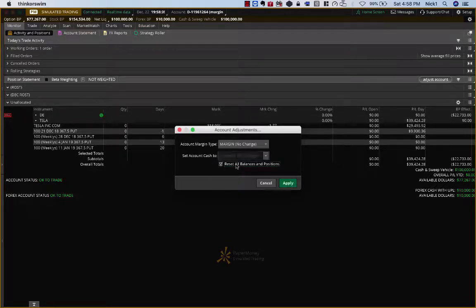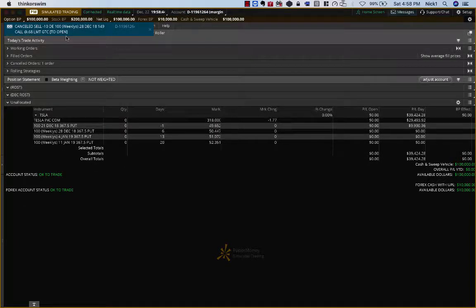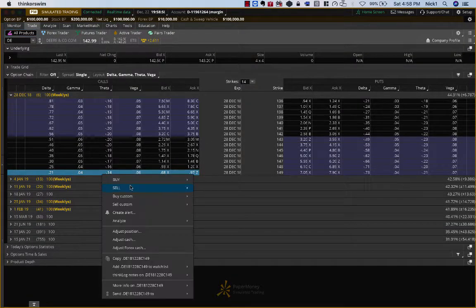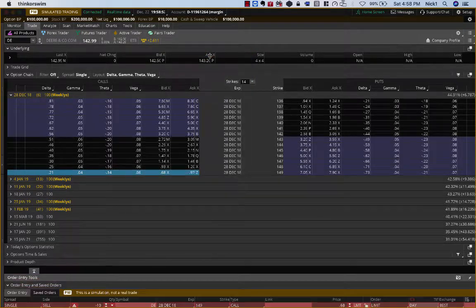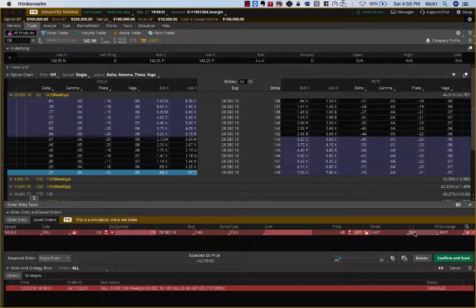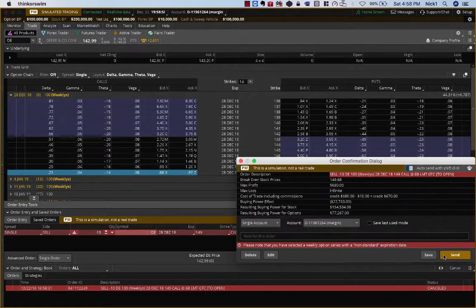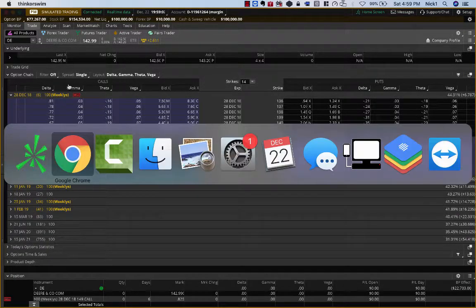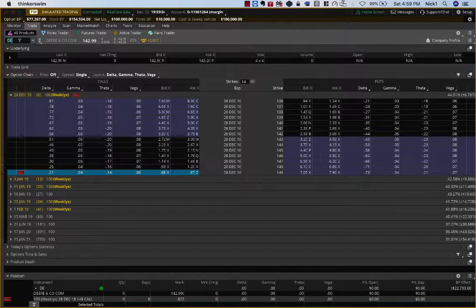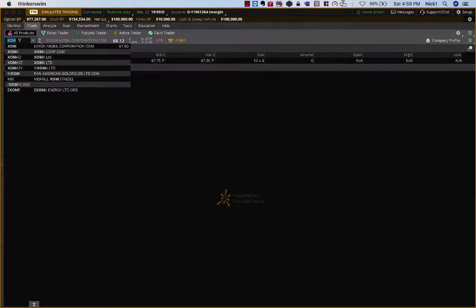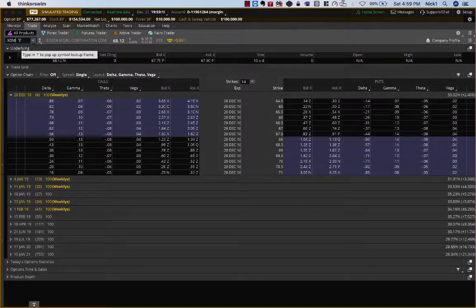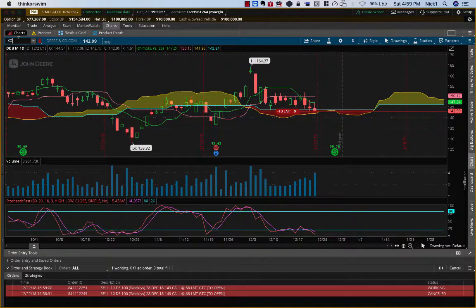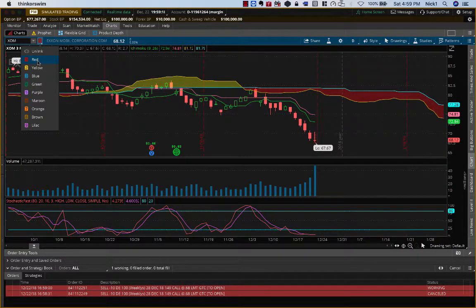Let's reset the account so we're totally clean. And let's just do that one more time. So I'm going to sell the 20 delta calls. And then we'll do the same thing with XOM. Even though John Deere showed that it could be going bullish around January 10th, for the next week, the charts are showing that it should be bearish.